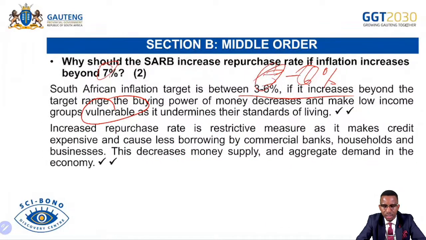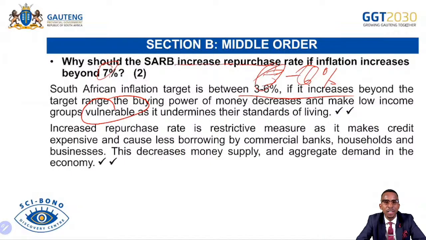Increased repurchase rate is a restrictive measure as it makes credit expensive and causes less borrowings by commercial banks, households and businesses. This decreases money supply and aggregate demand in the economy. So the question was based on the repurchase rate being increased. Remember the repurchase rate or repo rate.